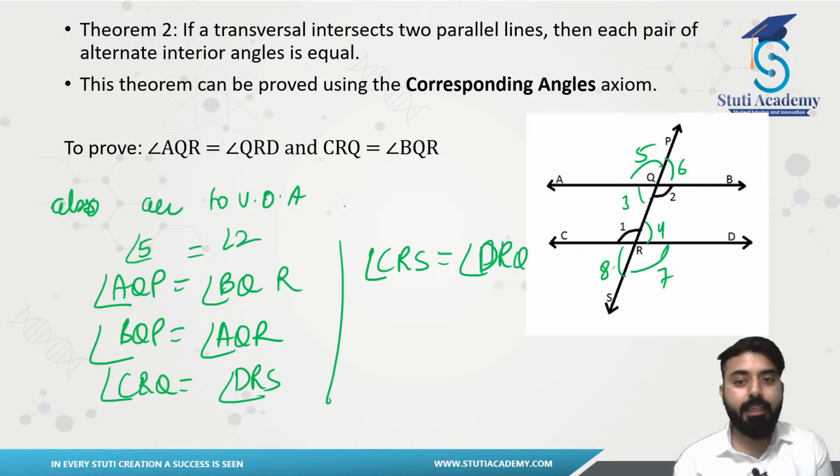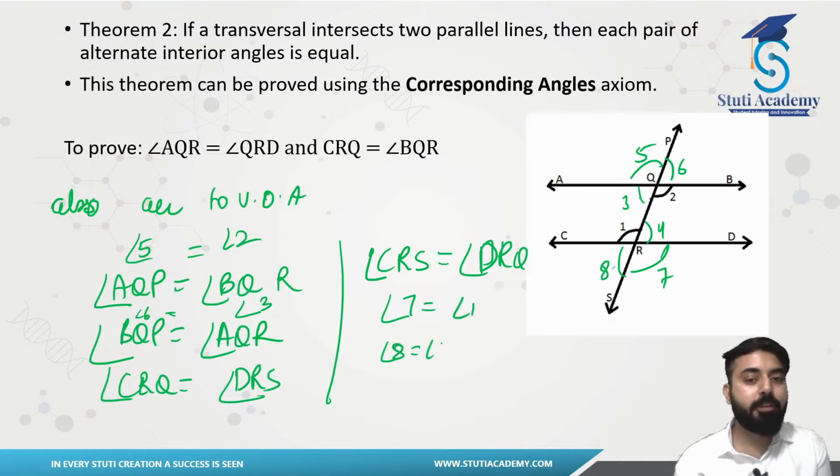And angle 6, which is BQP, is same as angle 3, right? So this is same as that one, and I know angle 7 is same as angle 1 and angle 8 is same as angle 4.